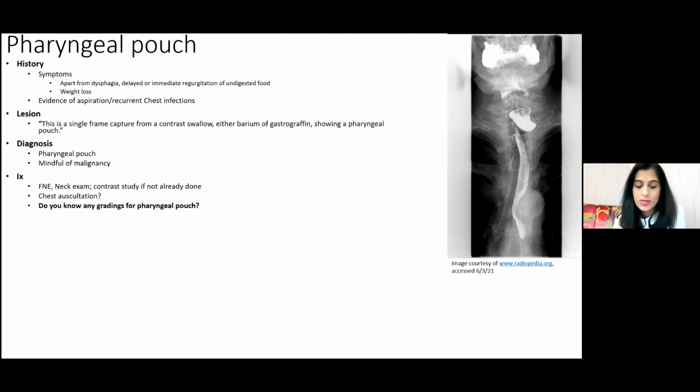I would say that you would auscultate the chest, particularly if in the history they told you that there's been episodes of aspiration or there's been chest infections. Particularly in the clinical stations, I would include that. I would auscultate the chest.